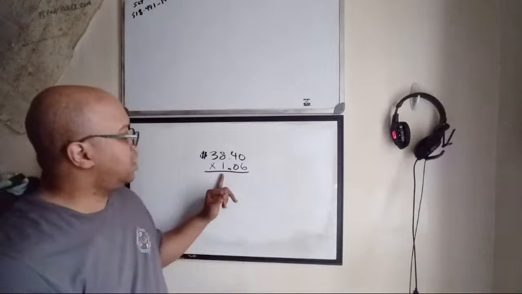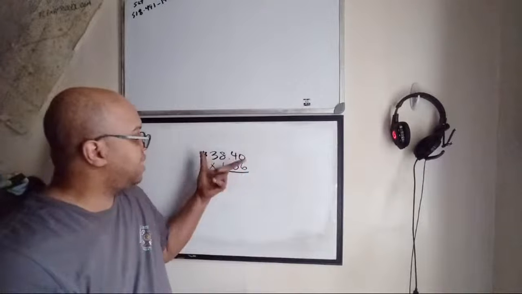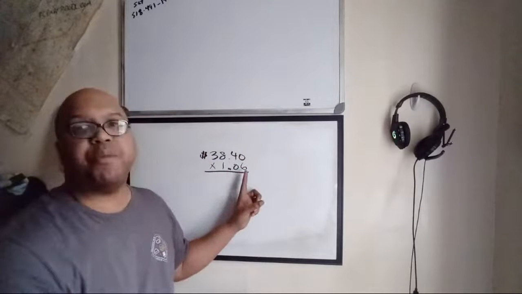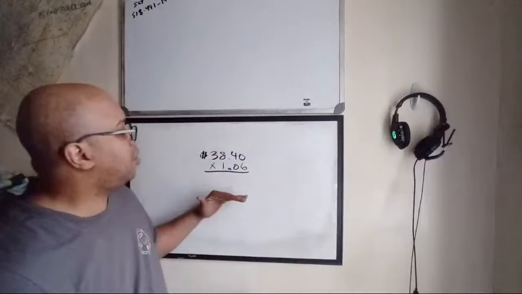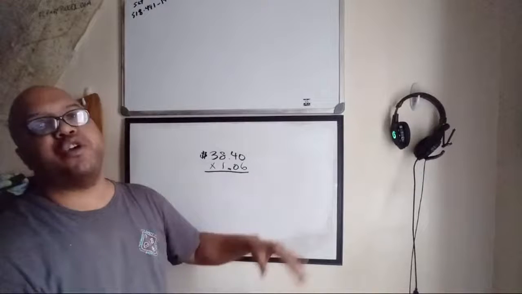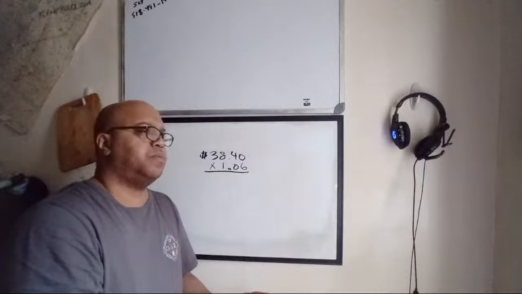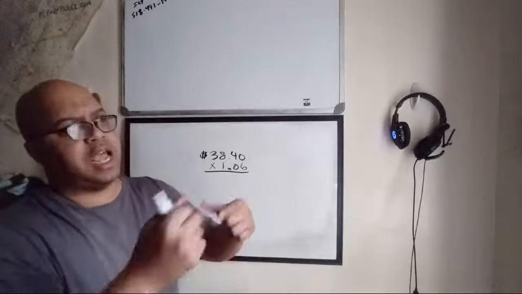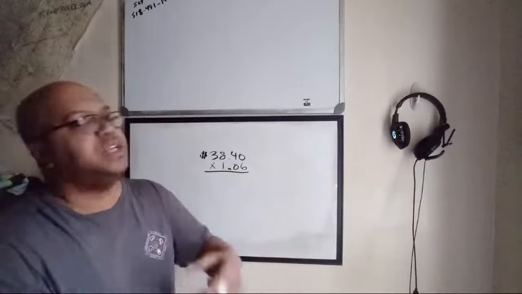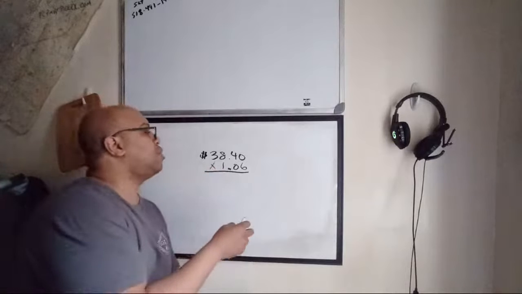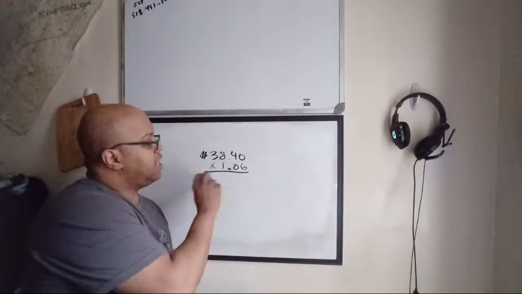Because 1 represents 100% of the price, and then .06 represents the sales tax. So when we do the multiplication, we're going to have our new total. So we're not finding out what 6% of 38.40 is, and then, okay, now we know what this is, now we're going to add it to 38.40. Just do the multiplication, and the new answer will come out.